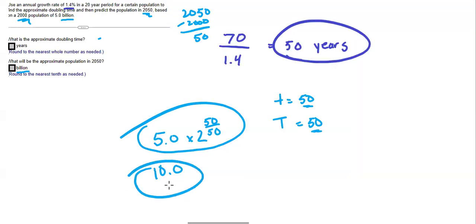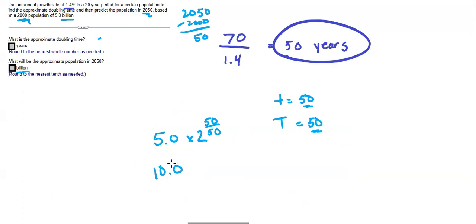So I guess I shouldn't have circled that. Usually circle final answers. So what is the approximate doubling time? 50 years. What will the approximate population be in 2050? 10 billion.